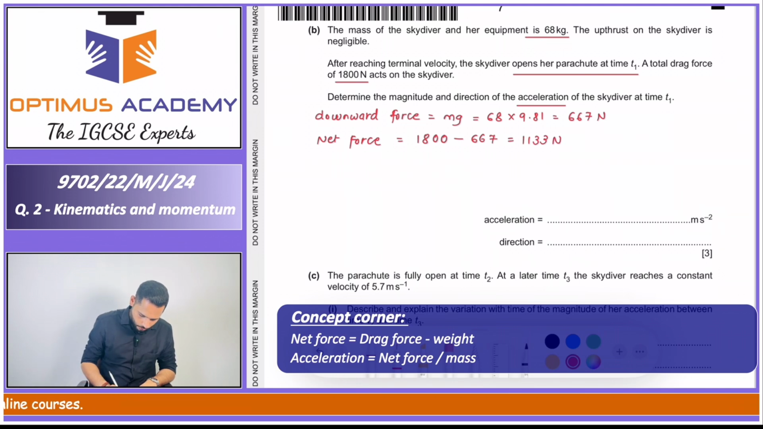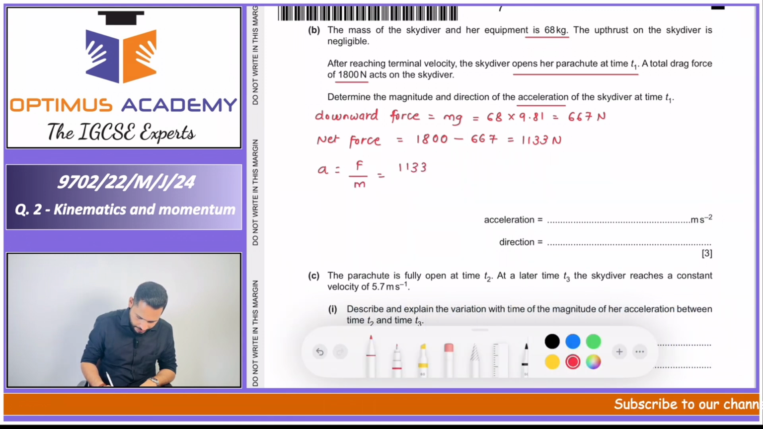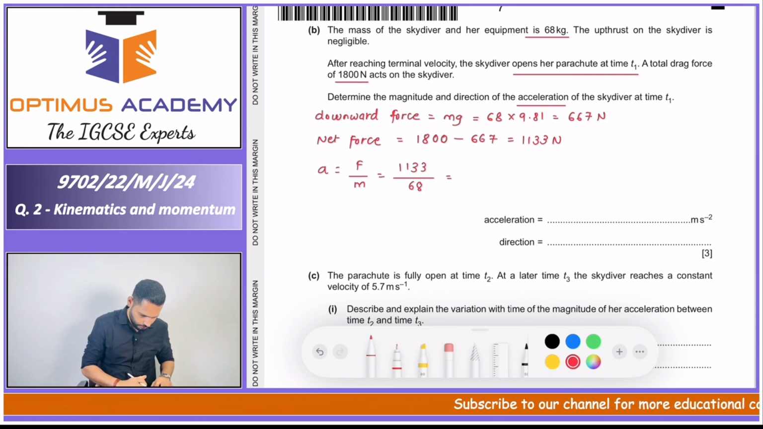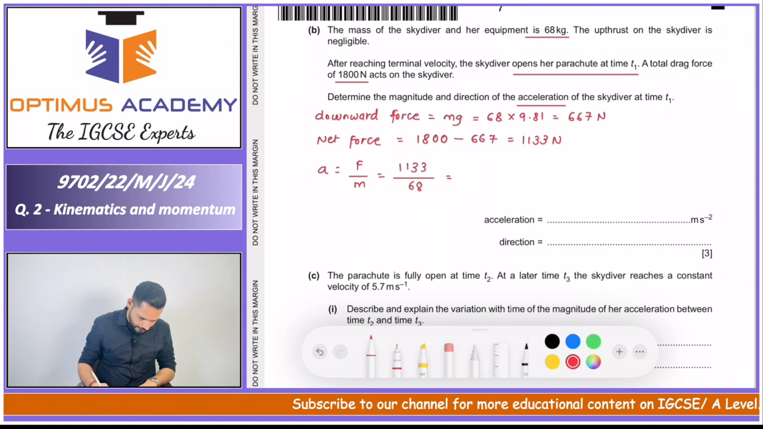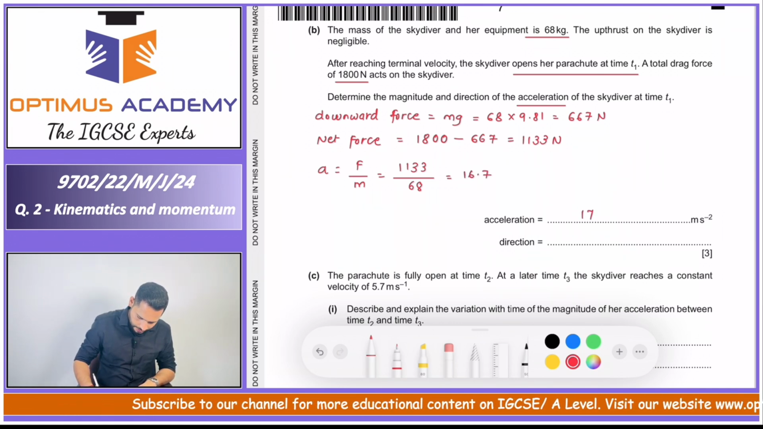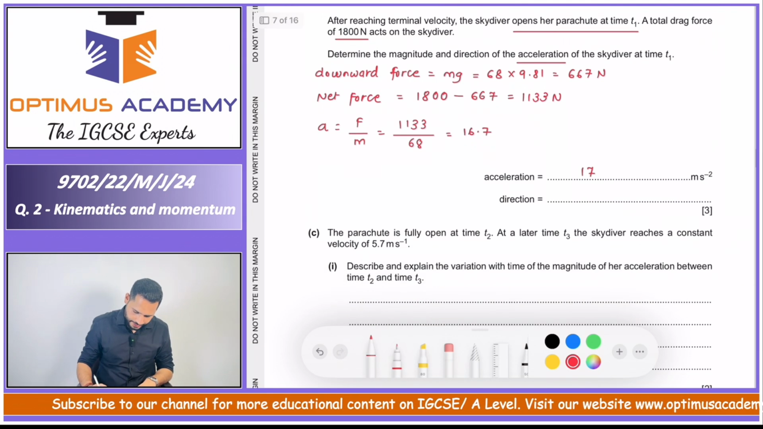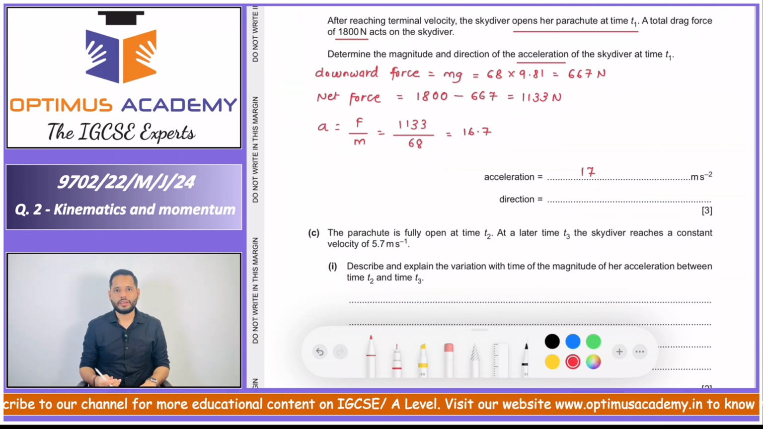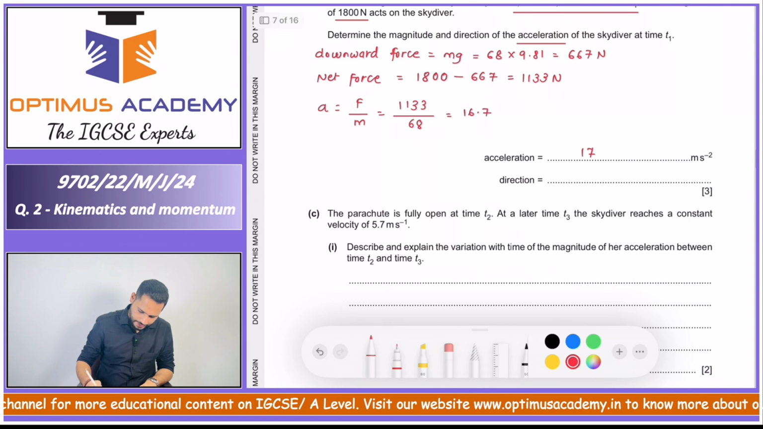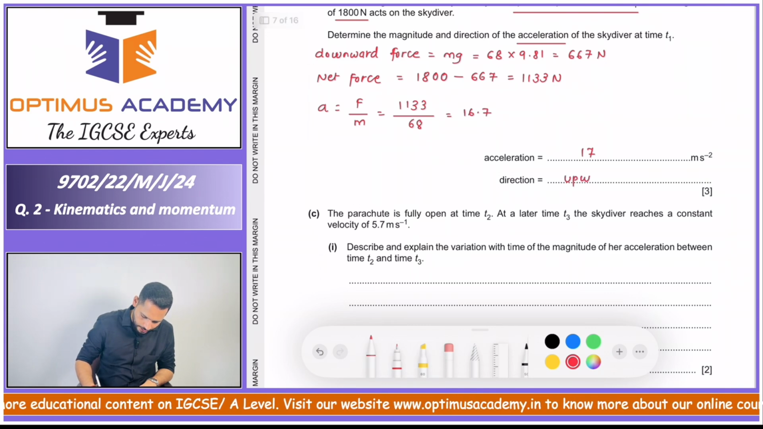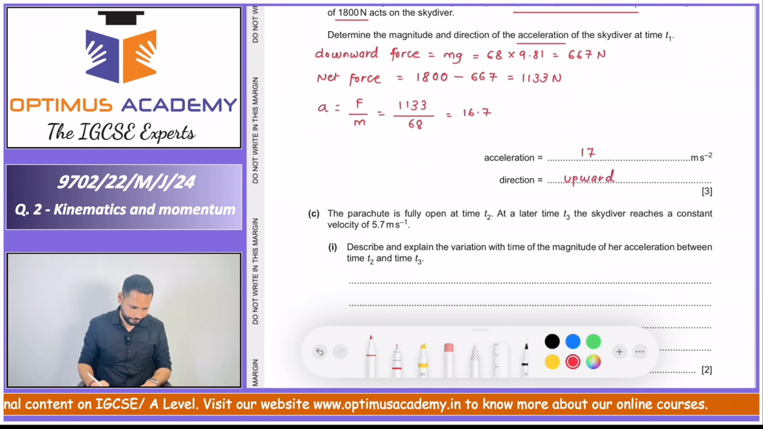Newton. Now the acceleration is net force upon mass, which is 1133 divided by 68. The answer is 16.7. We can write 17 meter per second square. Since the greater force is in upward direction, the acceleration will also be in upward direction.